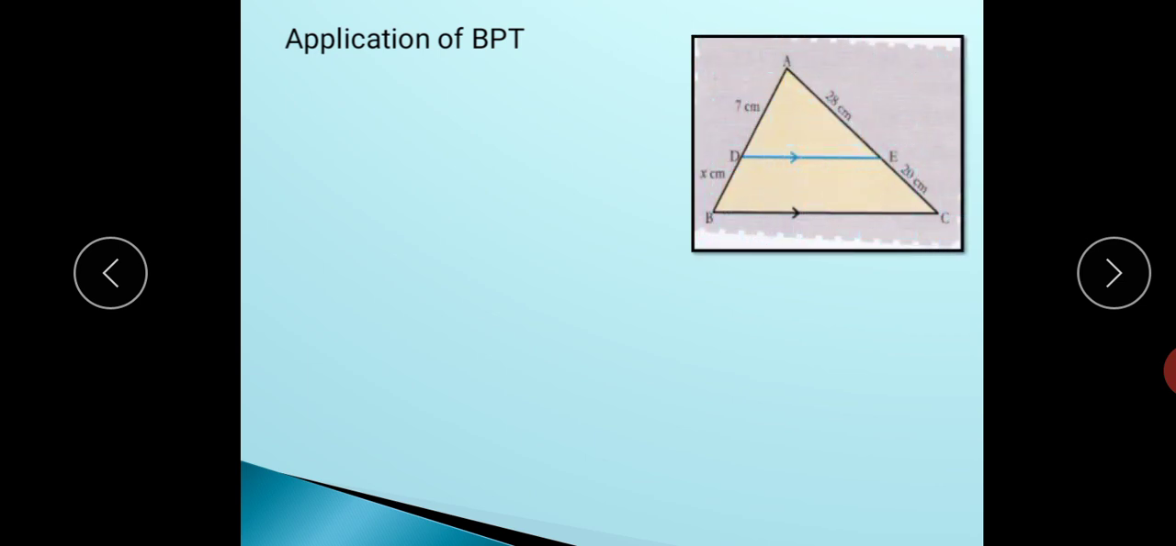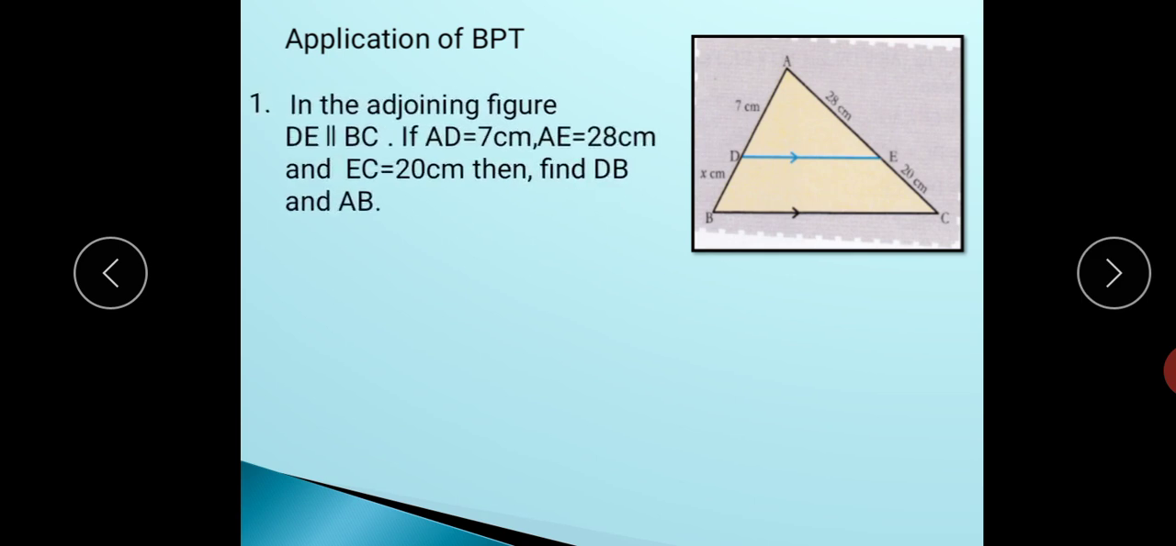This is the figure given and here is the question. In the adjoining figure, DE is parallel to BC. If AD is equal to 7, AE is equal to 28 centimeters and EC is equal to 20 centimeters, then find DB and AB. See, since DE is parallel to BC, we can straight away go for the BPT. So according to BPT, it is AD upon DB is equal to AE upon EC.